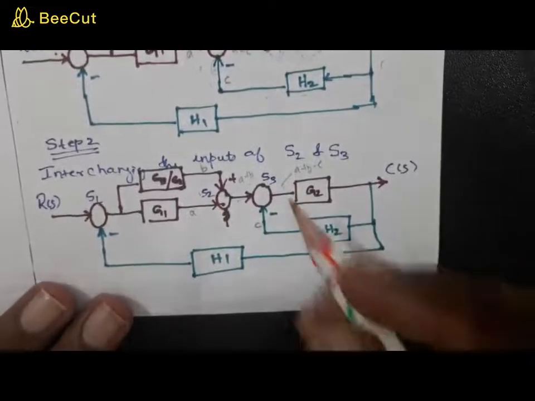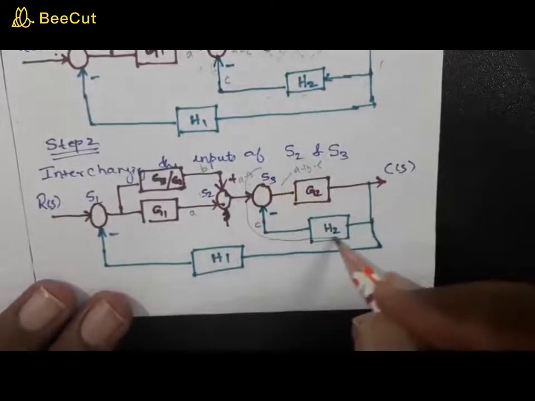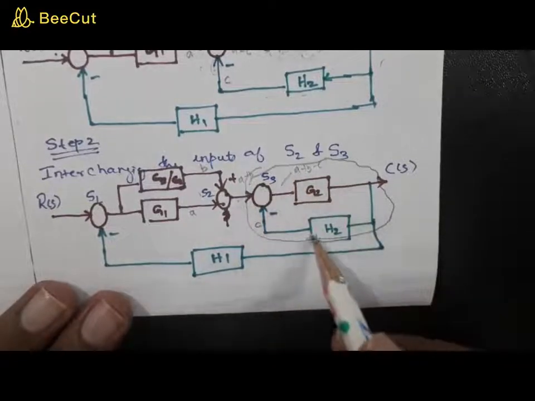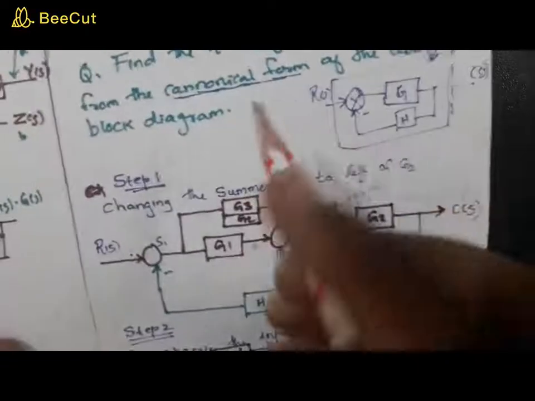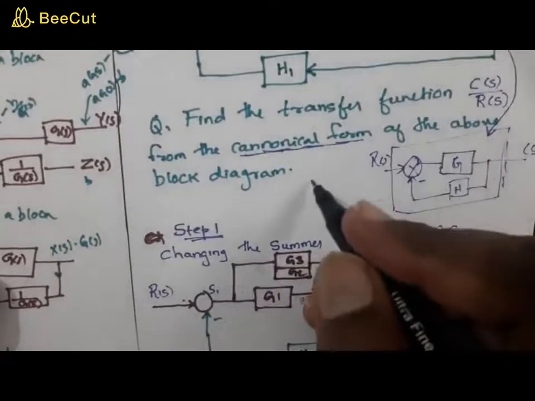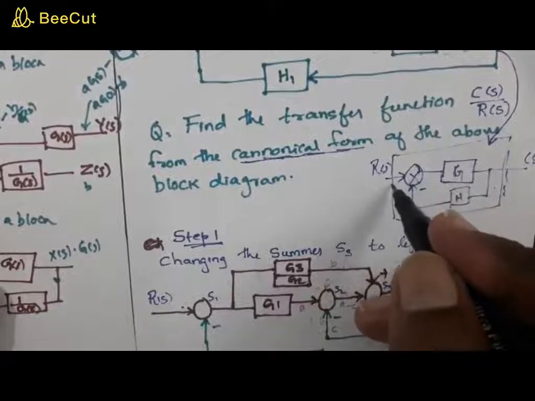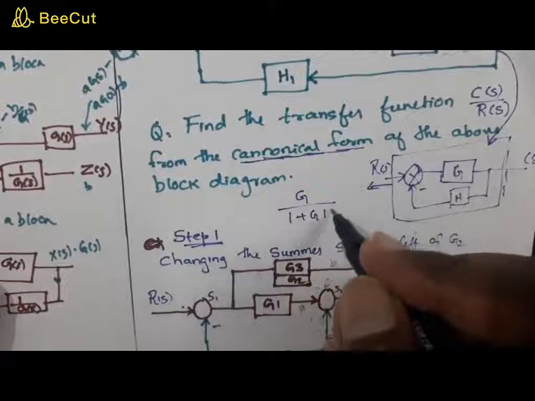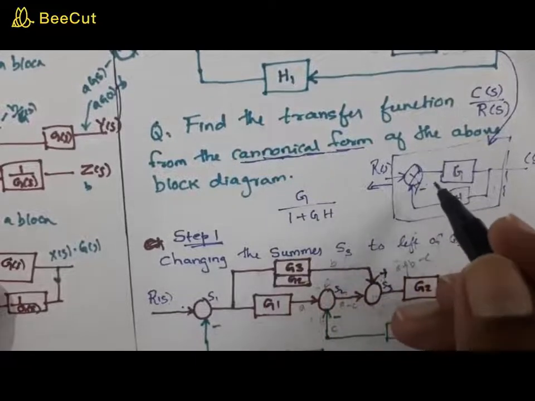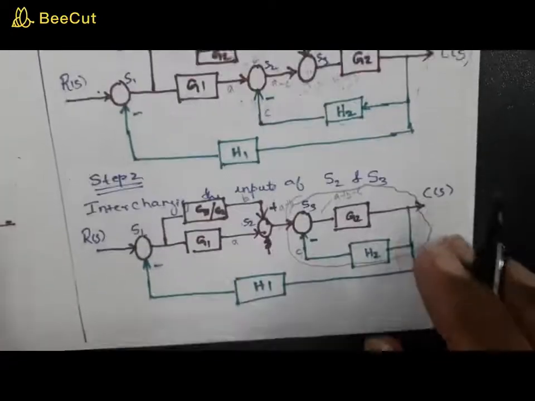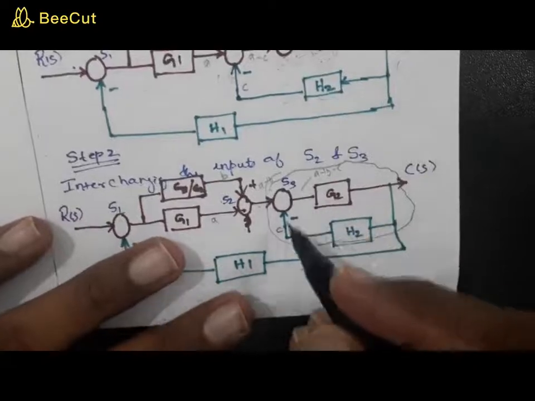Now let's see this part. Now this becomes a canonical form, so you can replace this with a single block with the transfer function. We know the transfer function of this canonical form: G by 1 plus GH. Why plus? Because it's a negative feedback system. So when you come to the transfer function expression, this becomes 1 plus GH, and you can simply find the transfer function.